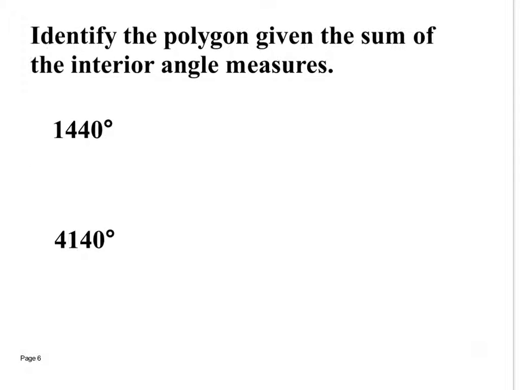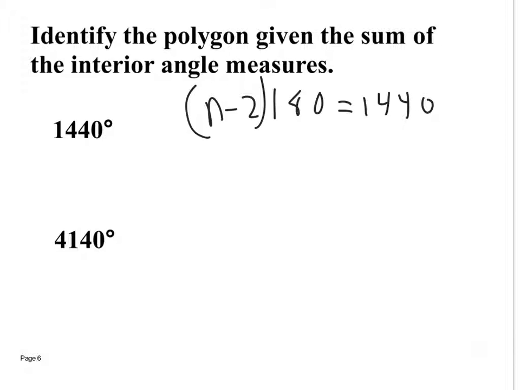All right, so it says identify the polygon given the sum of the interior angle measures. So it tells you the number, you have to find what the polygon is, the name of it. Okay? So what we do is we work n minus 2 times 180 backwards. We set n minus 2 times 180 equal to the sum of the measures, 1440. And then we just work it backwards.